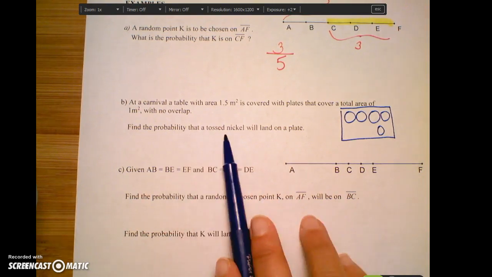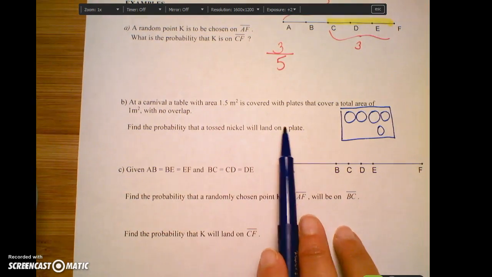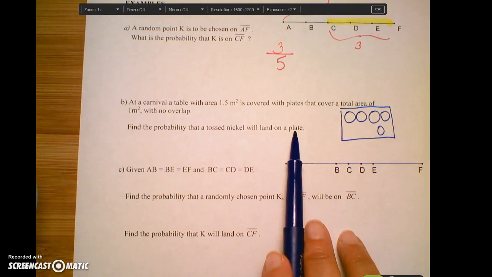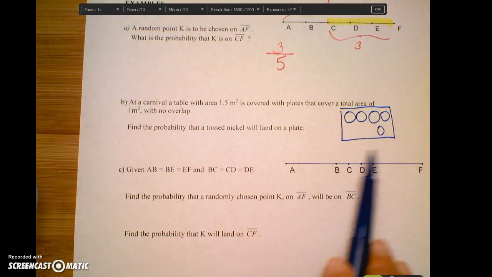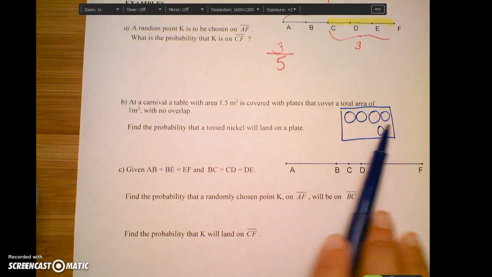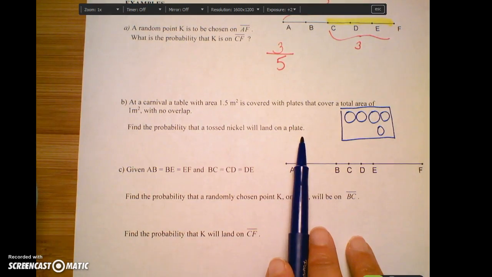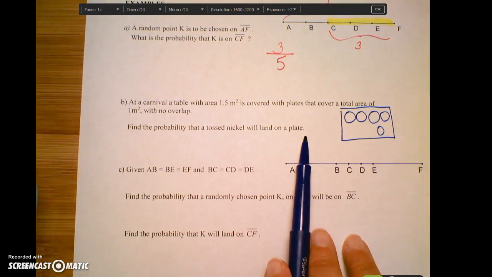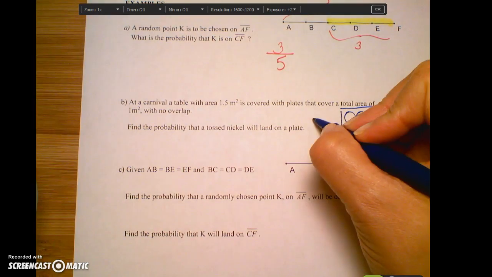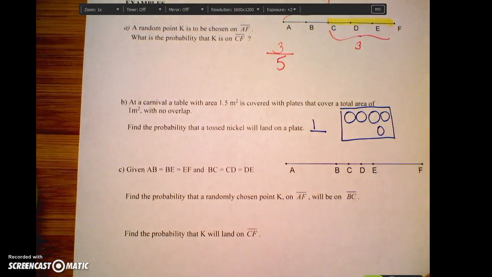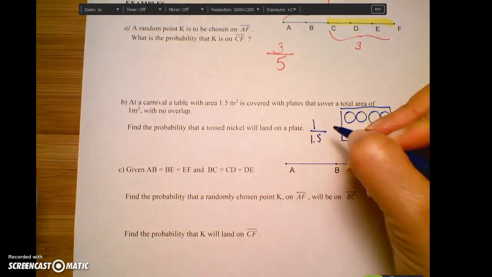So what's the probability that a tossed nickel lands on a plate? Okay, and again, we're assuming that the nickel will land on the table. It's not going to fly off. So with that in mind, our desired location is a plate, and the plates take up 1 square meter. Our total possible area, 1.5.